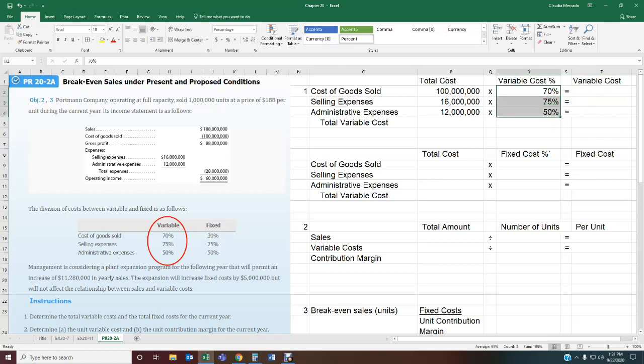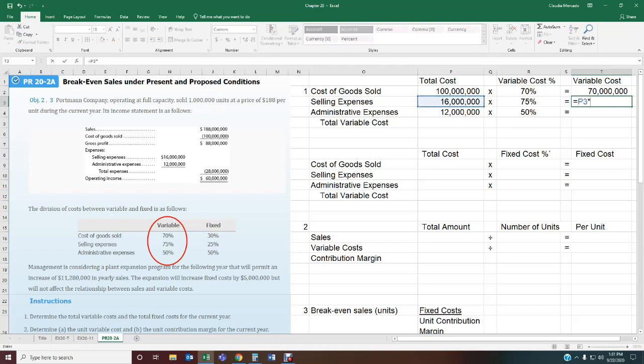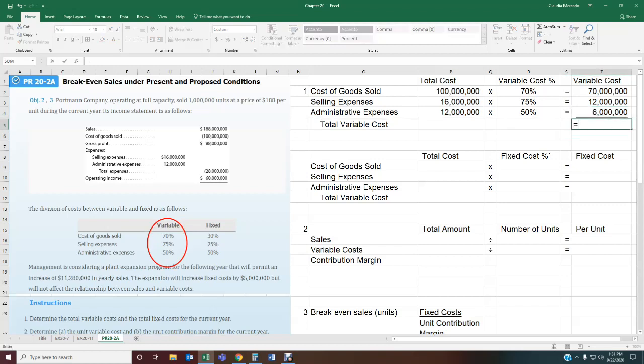Now what we need to do is multiply your cost times your variable cost percentage to get your variable cost for each of those categories and then a total. Because I'm using Excel, I'm just going to take my total cost times my variable cost percentage, and that gives me 70 million. My 16 million times my 75% gives me 12 million. And then my 12 million times my 50% gives me 6 million. So therefore, my total variable cost is the sum of those three.